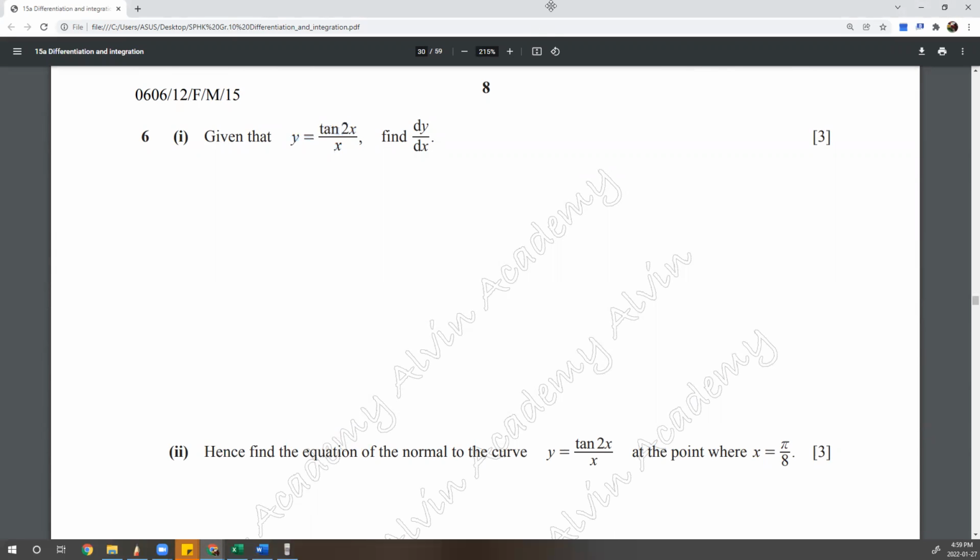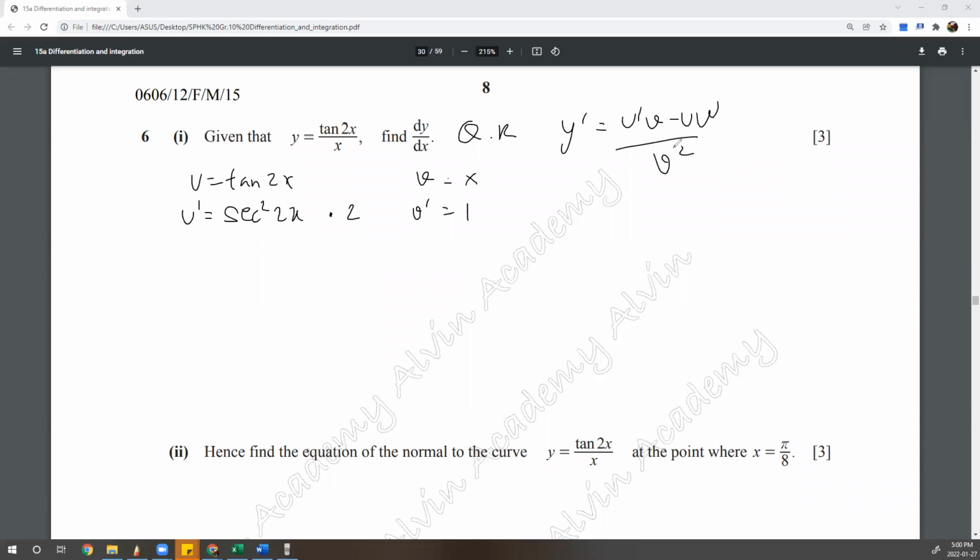Using the quotient rule. Okay. u equals tan 2x. Be careful about the derivative of the trigonometric function: sec squared 2x, not x, multiplied by the inside 2. And v equals x, v prime equals 1. Using the quotient rule, y prime equals u prime v minus u v prime over v squared. Done.